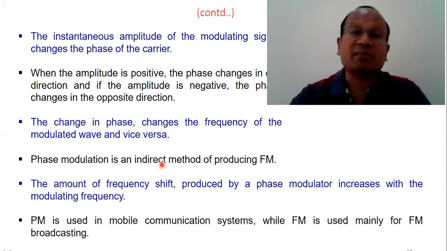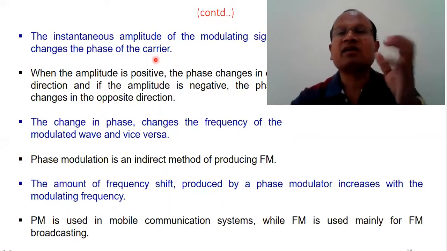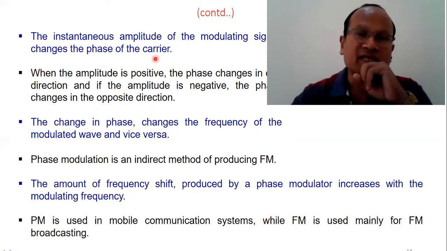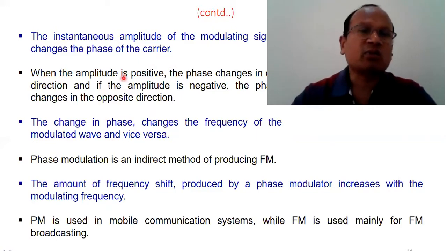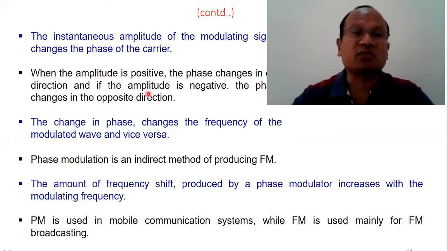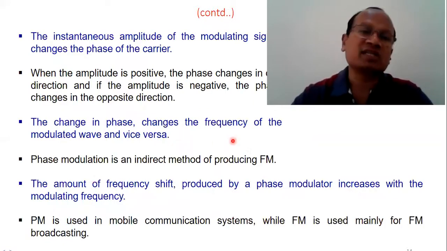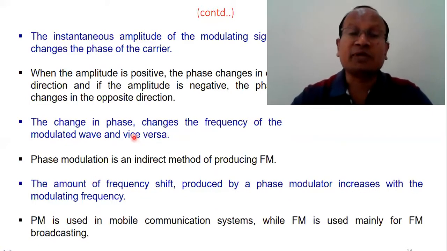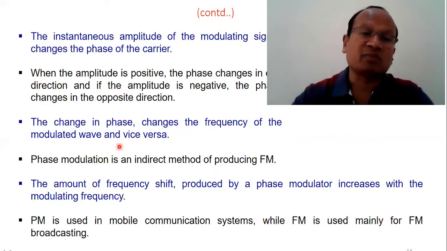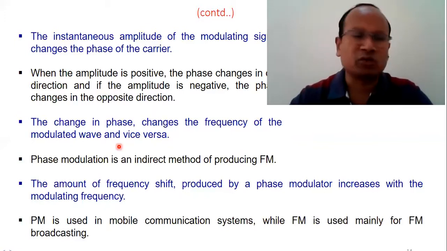The instantaneous amplitude of the modulating signal changes the phase of the carrier. When the instantaneous value of the modulating signal changes, the phase will change. When the amplitude is positive, the phase changes in one direction. If the amplitude is negative, that was highlighted here, when it is positive, the phase changes in one direction, and when it is negative, it changes in the opposite direction. The change in phase changes the frequency of the modulated wave and vice versa, because we know that when phase changes, obviously the frequency of the modulated wave changes.